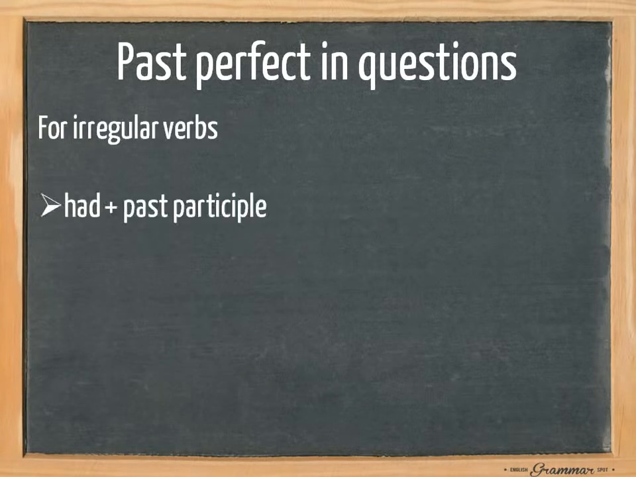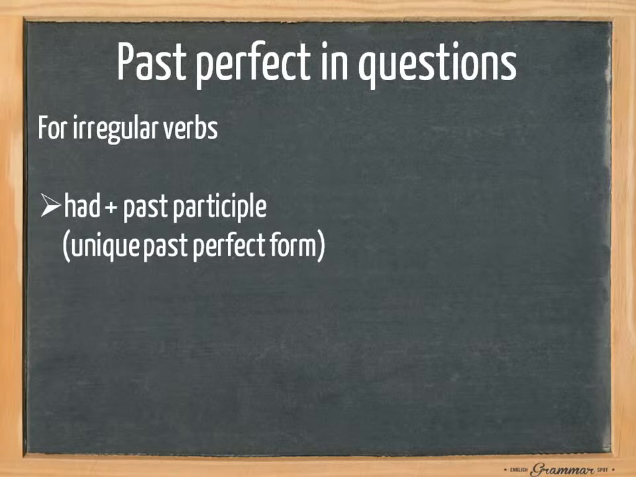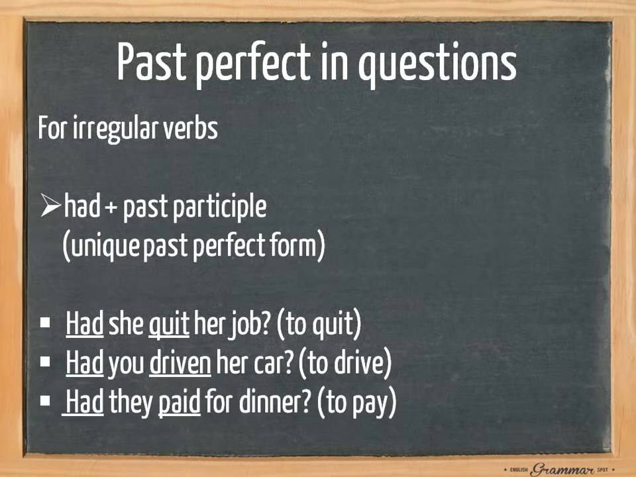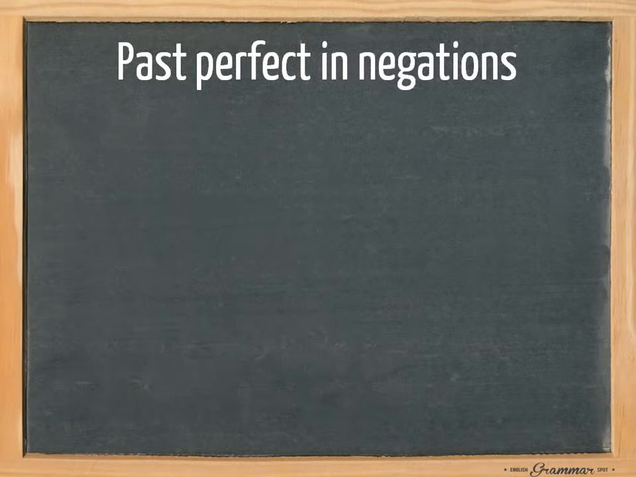For the irregular verbs, we also use the auxiliary verb to have, so had, and the past participle, and again the unique past perfect form. So, had she quit her job? Had you driven her car? Had they paid for dinner?